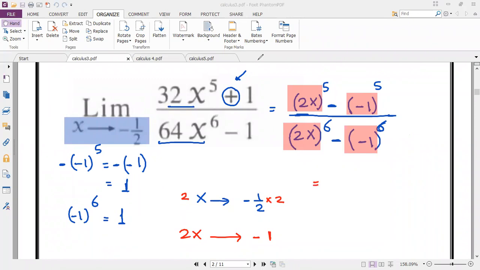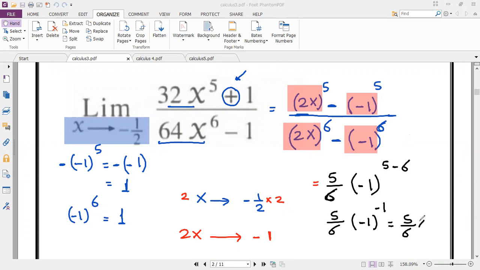So we can apply the rule, which is divide the power by the power. It's 5 over 6. Then take the number after the negative, which is negative 1. Then subtract powers here. You write 5 minus 6. So it's 5 over 6 multiplied by negative 1 to the power of negative 1. So it's 5 over 6. We can move it down. It will be 1 over negative 1 to the power of 1. We ended up with negative 5 over 6.